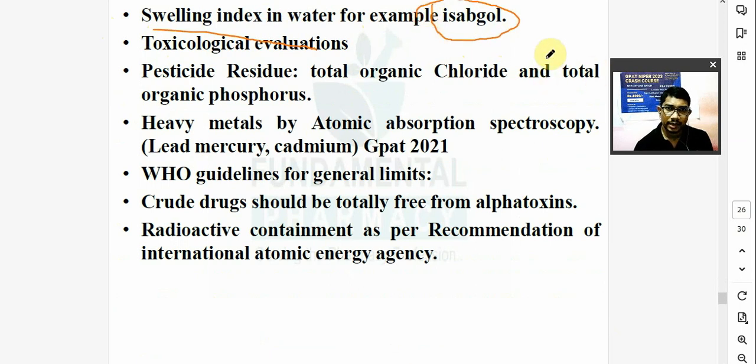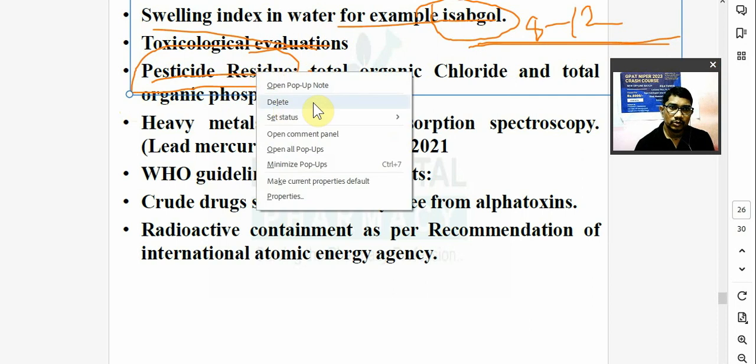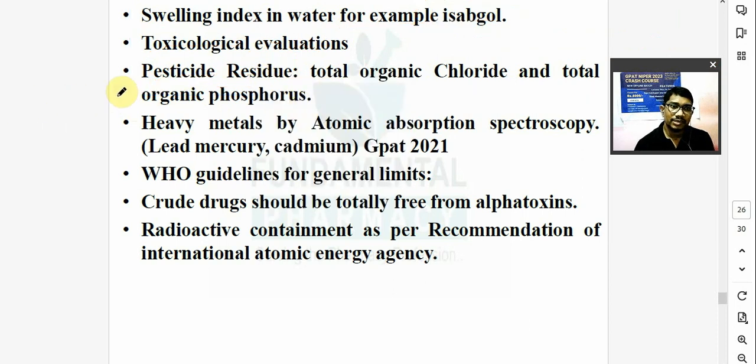Heavy metals, the analysis of heavy metals present in the sample that is done by atomic absorption spectroscopy. Atomic absorption spectroscopy इसके ऊपर GPAT 2023 में 2 क्वेश्चन आ चुके हैं. So heavy metals, it is tested by atomic absorption spectroscopy, and in case of crude drugs, in case of pharmacognosy, lead, mercury and cadmium. If you know lead, mercury and cadmium, these 3 heavy metals limits are there, and these metals should not be present beyond the limits.